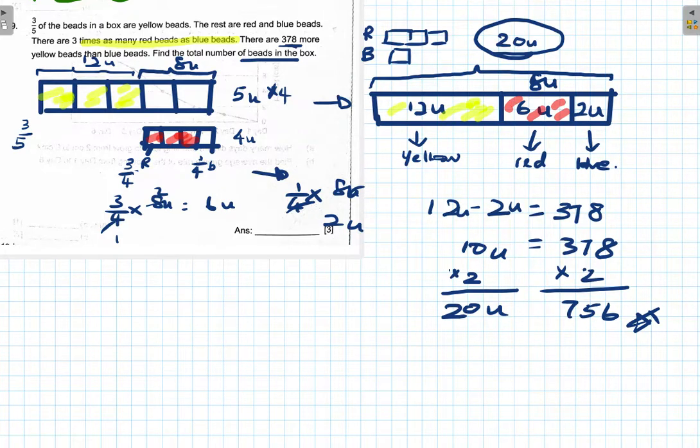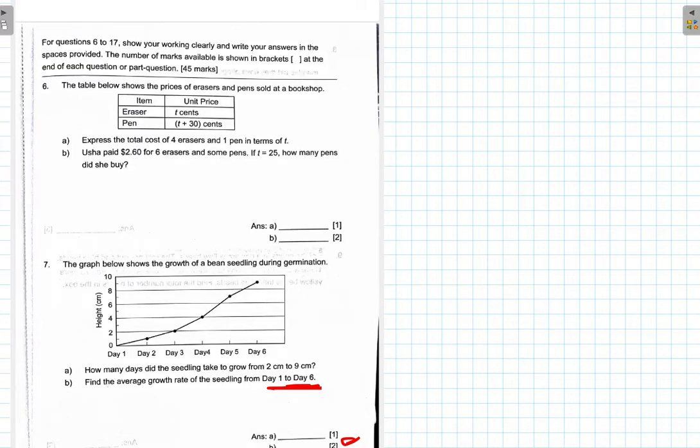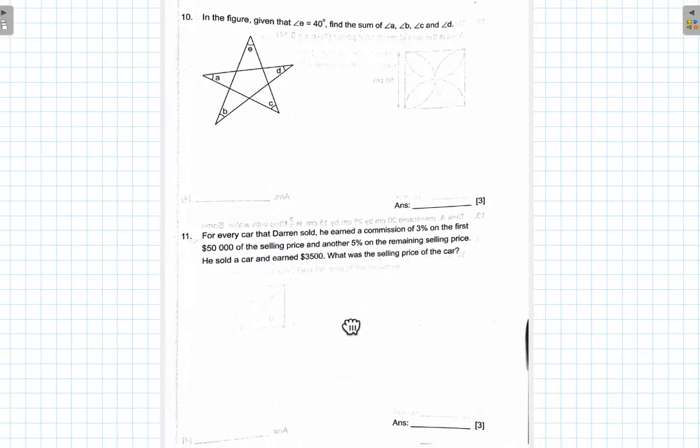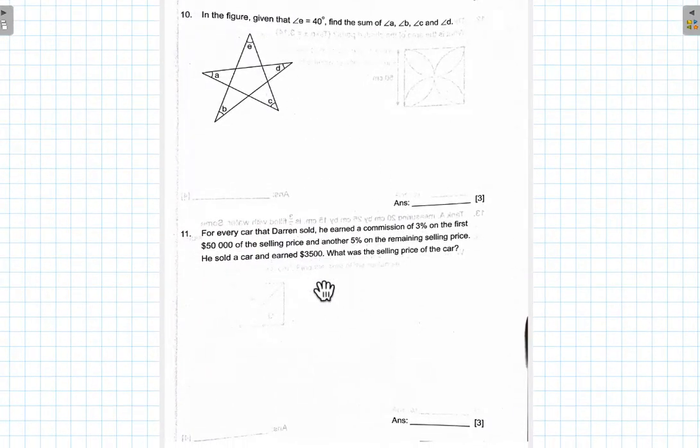Okay, question 10. For this question, you must understand something about this.